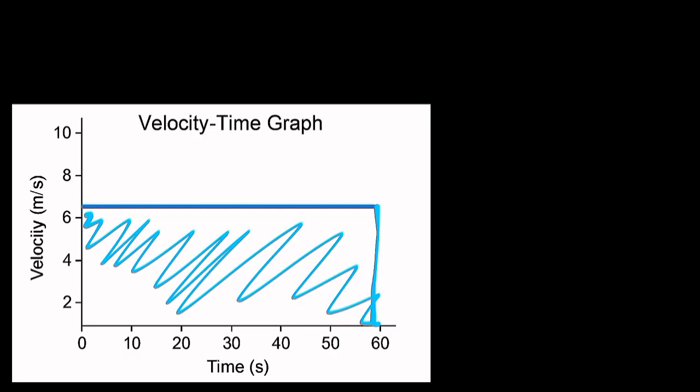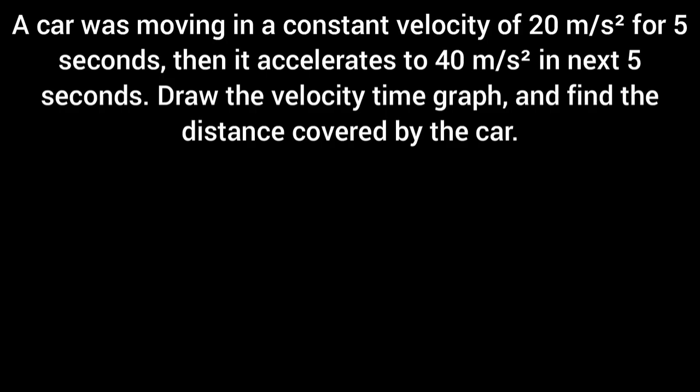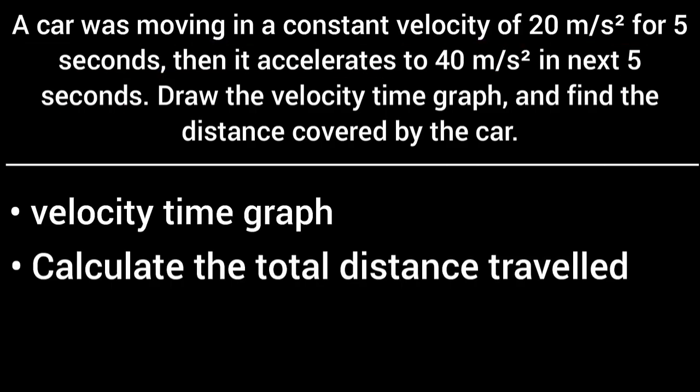Fun fact. The area between slope and time is the displacement. Because, to find its area, we'll multiply velocity with time, and velocity into time equals displacement. Here we have the question, in which they have given us the condition, and asked to draw the velocity-time graph, and to calculate the total distance traveled by the car.